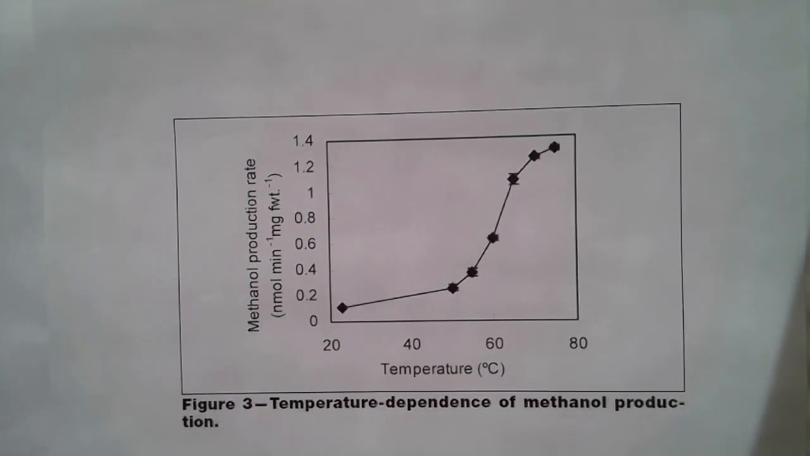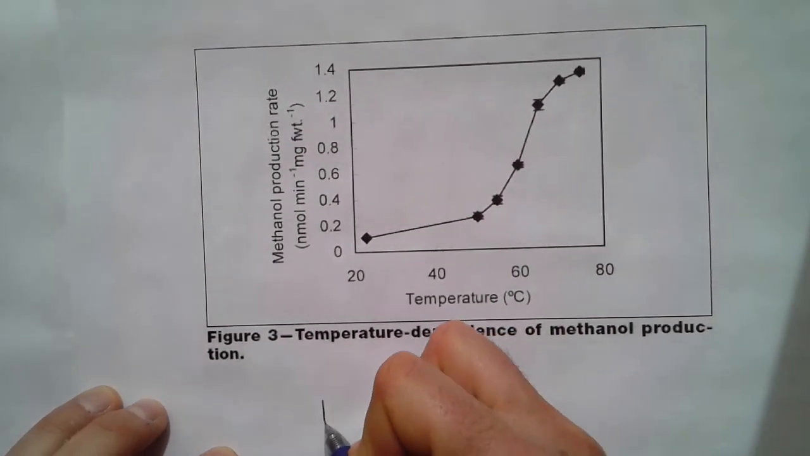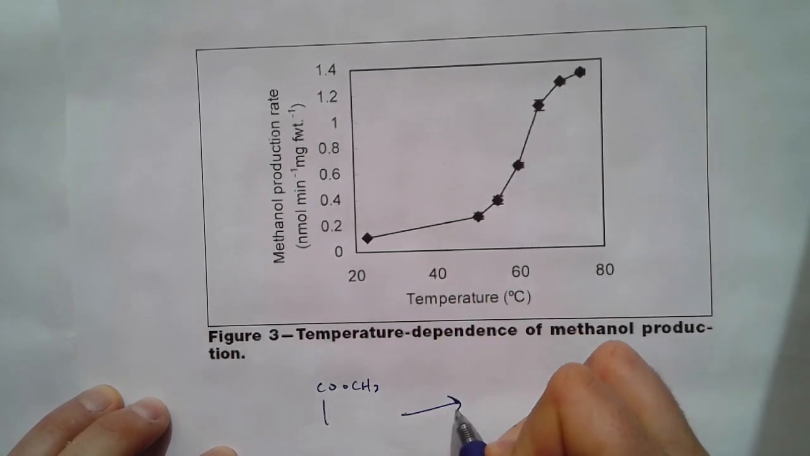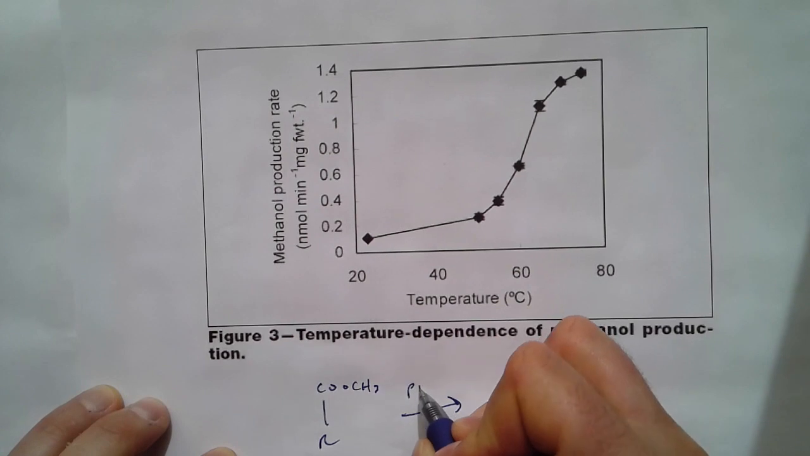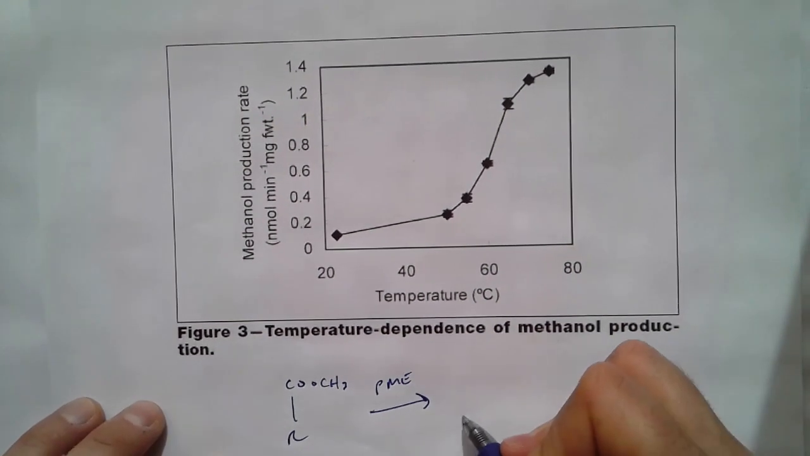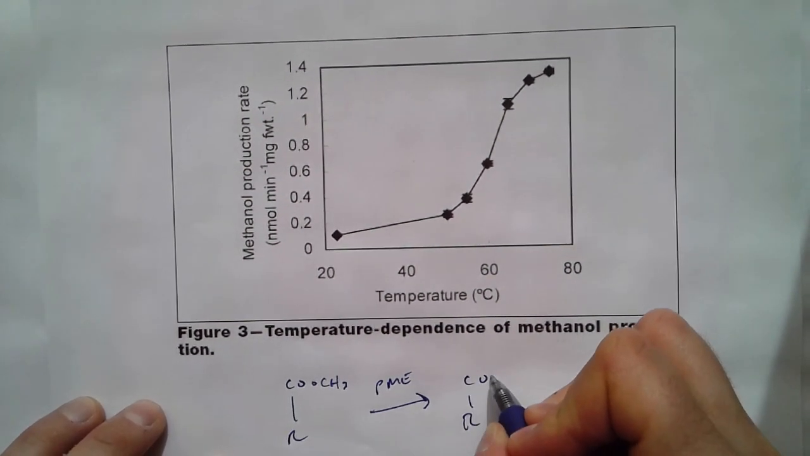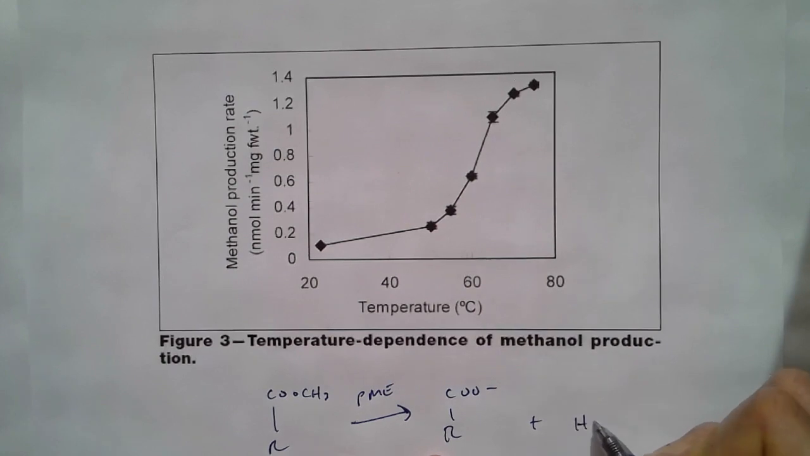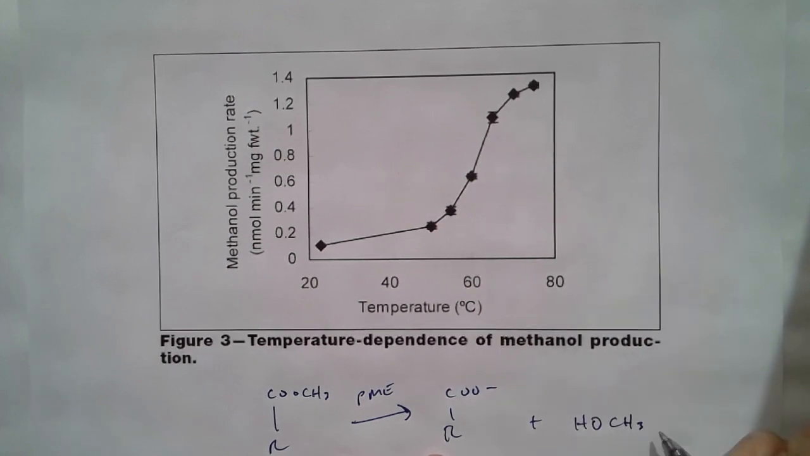Another figure from that study. Remember I told you that a key product of PME activity is methanol. Remember that we're starting with methyl esters. PME is active, we're converting these into these carboxylic acid groups, and we're also getting methanol as a product of this reaction.